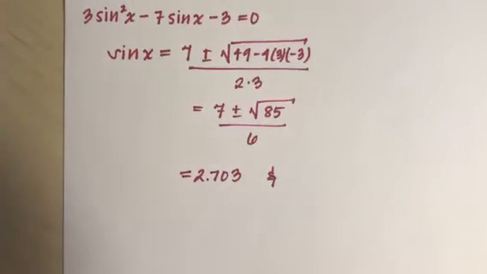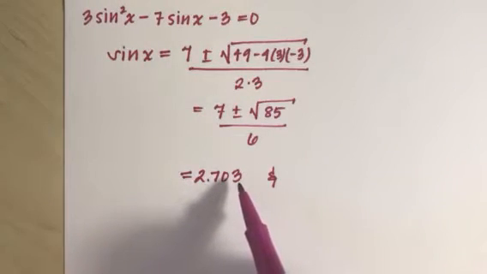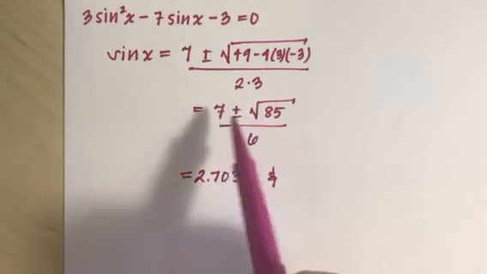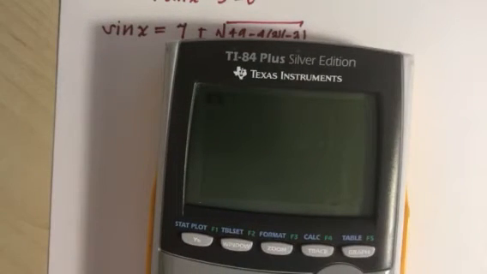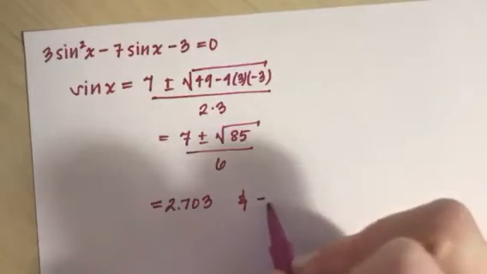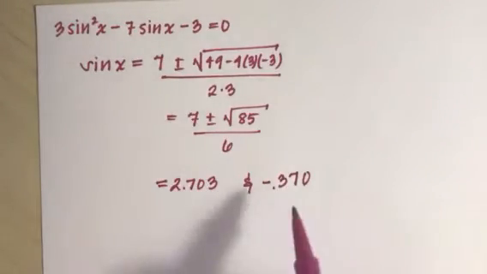So here, we were taking 7 plus root 85 over 6, and that gave us 2.703. That was 7 plus root 85, so we also want to do 7 minus root 85. So let's go ahead and do that in our calculators as well. 7 minus the square root of 85 gives us negative 2.21. And divide that by 6, and we get negative 0.3699, or we could round that to negative 0.370. So those are our two solutions.